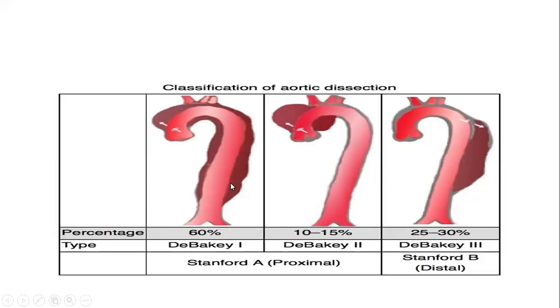So these are the classifications I was talking about. This is type 1 under DeBakey, which involves the entire aorta: you can see the ascending aorta, the aortic arch, and the descending aorta. Then this is type 2, which just involves the ascending aorta. Then type 3 just involves the descending aorta.